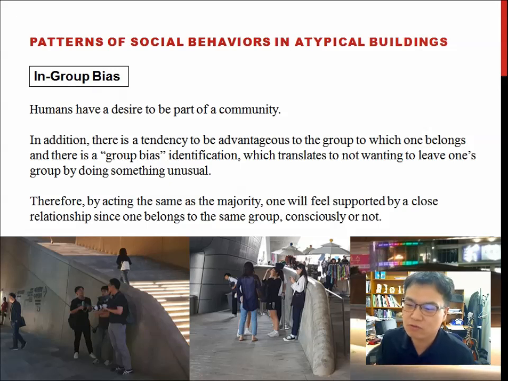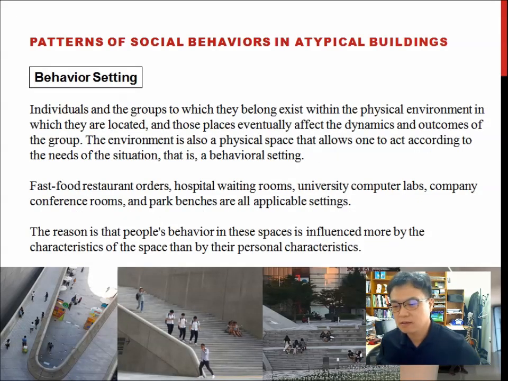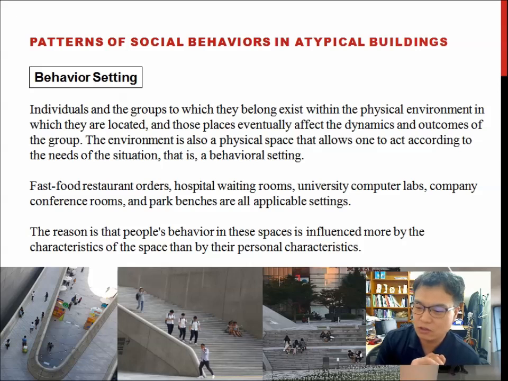There are tendencies to group and to belong. And there is group bias identification, which translates to not wanting to leave one's group by being unusual, and therefore acting the same as the majority. This is supported by close relationships, since we belong to the same groups. And that's the bias. Or behavior setting. This is very simple and easy.